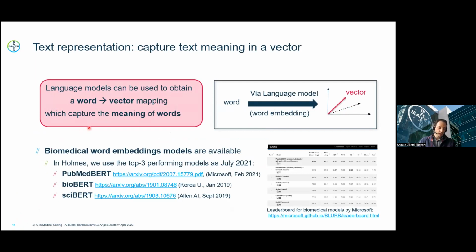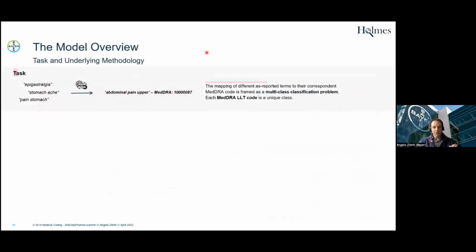And since here we're talking about medical text, I took the best performing model as of July 2021. These are all the references, PubMed, BioBERT, and SciBERT, to do this mapping from a word to a vector. Now we have words that are represented as vectors. We capture the meaning as best as we can with the state-of-the-art models. And now, how do we actually arrive at the classification, right? Because we still have to pick the right class out of 80,000 of those.